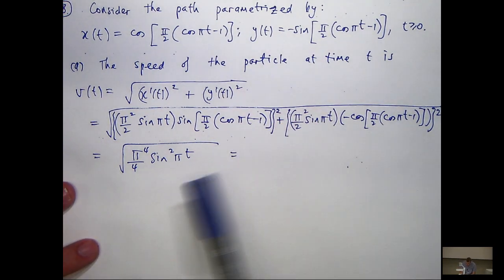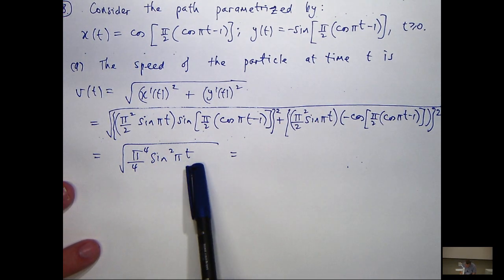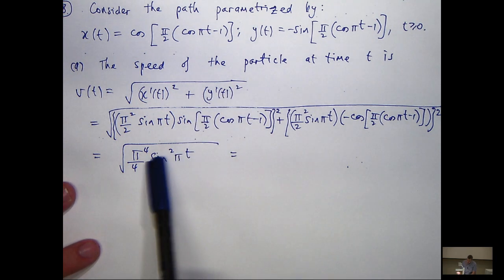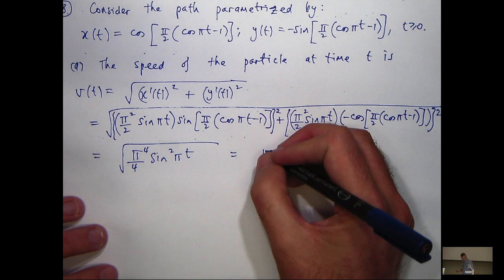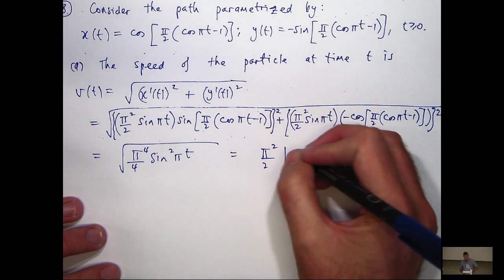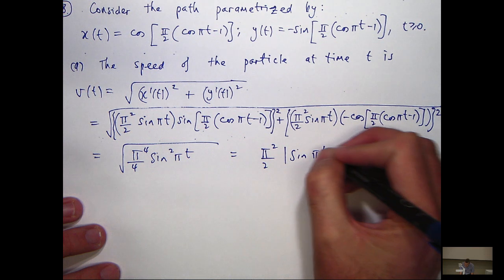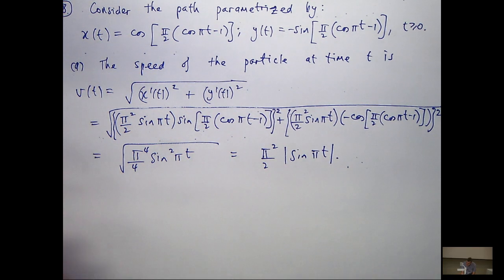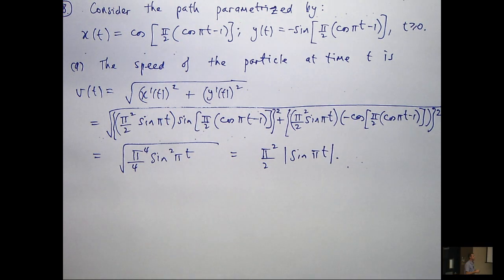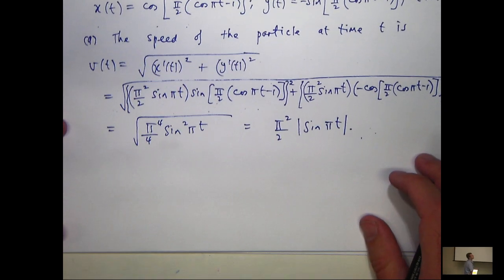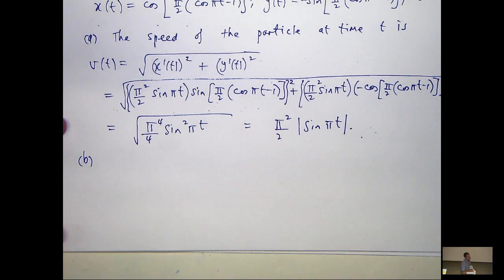Yes? Now, when I take the square root, I need to be a little bit careful here, because this is for all t greater than 0. So sine of pi t is sometimes positive, sometimes negative. So to cover my bases, I need to just put in absolute value. All right, speed can't be negative. I guess that's important to remember. Okay. So assuming you can deal with this mess, not too bad. Let's have a look at the graph.